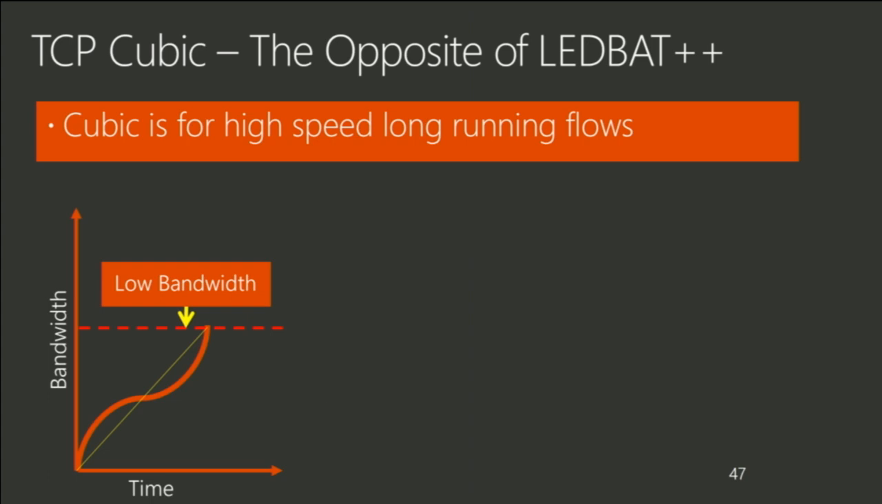In a low bandwidth situation, CUBIC is going to be pretty much the same as regular TCP. When I say regular TCP, I'm talking about a thing called New Reno TCP. You can see the graph here. On the y-axis, we have bandwidth. The higher you go on the y-axis, the more bandwidth you have. On the x-axis, we have time.